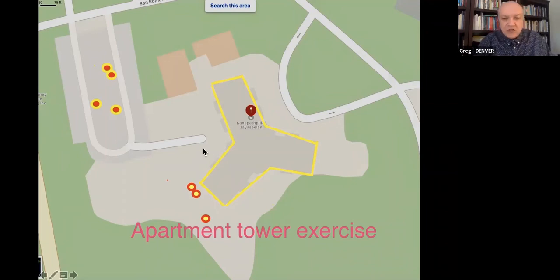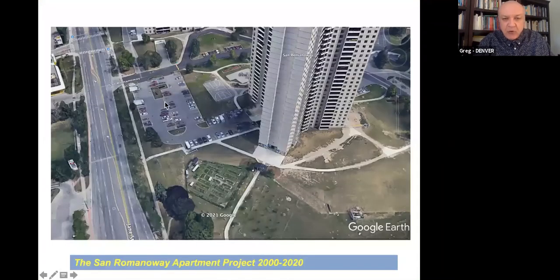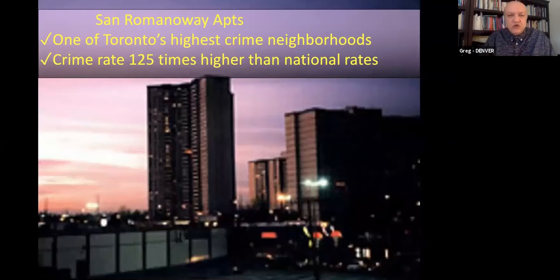So here's the actual building itself. And you'll see that there's the parking lot. And what they did was they activated it with a basketball court and a play area for kids over here, with better lighting. And in the assault area here, they put murals, they put a community garden, and they're trying to turn it around. This case study is called the San Romanoway building. It started 20 years ago, and it's in North Toronto. It's one of the highest crime neighborhoods in the city, with a 125 times higher crime rate. And so they had to do something about the problem.